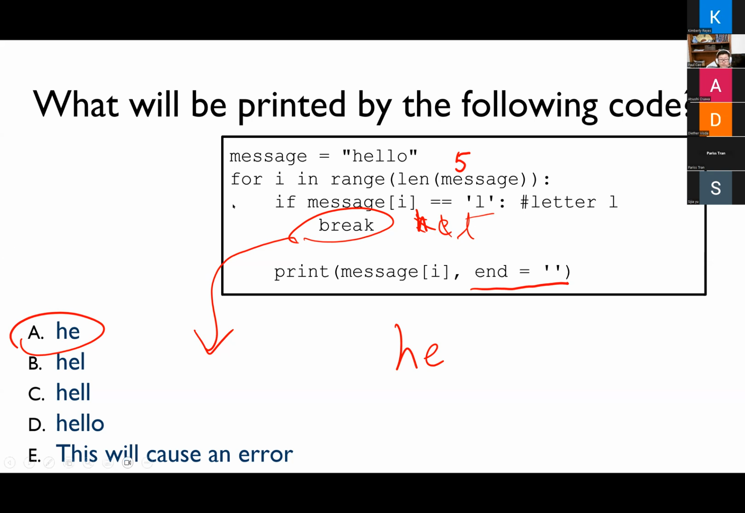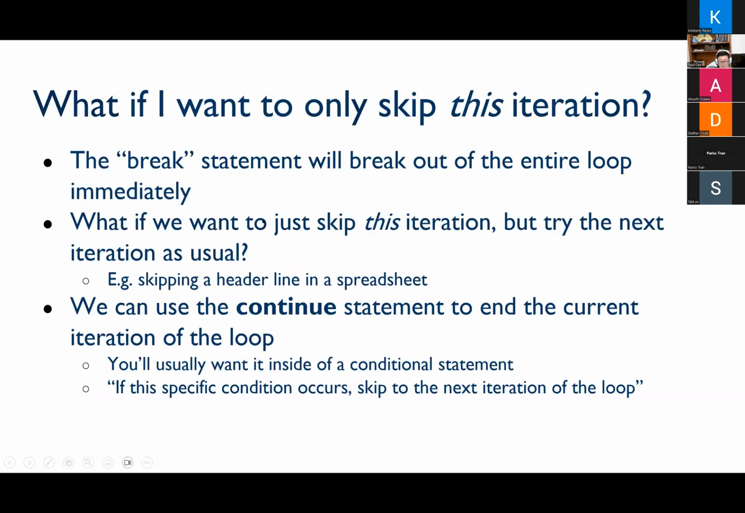That's what you have for break. Continue is a different story. When I say, okay, I want to skip part of the current iteration. Break is very brute force. You get out of the entire loop. I just want to skip the current iteration, but to try the next iteration as usual. Then what you can do is you can use the continue statement.